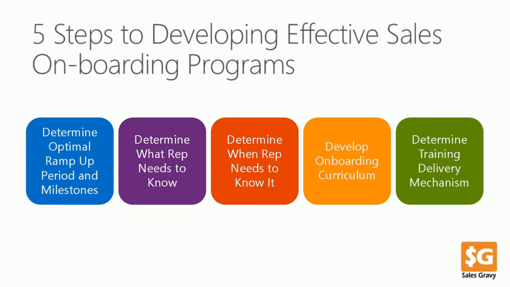The next thing is you need to determine what the rep needs to know and when they need to know it. So one of the major problems, we talked about this earlier, is that you've got this fire hose of information that you're cramming down their throat, but they don't need to know everything at once. And this is the fallacy in new hire training, is that, well, if they don't know this and they run into it, what are they going to do about it?